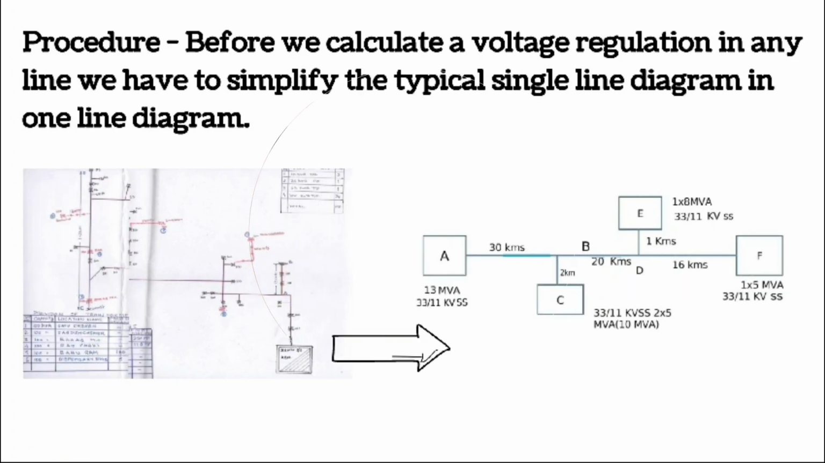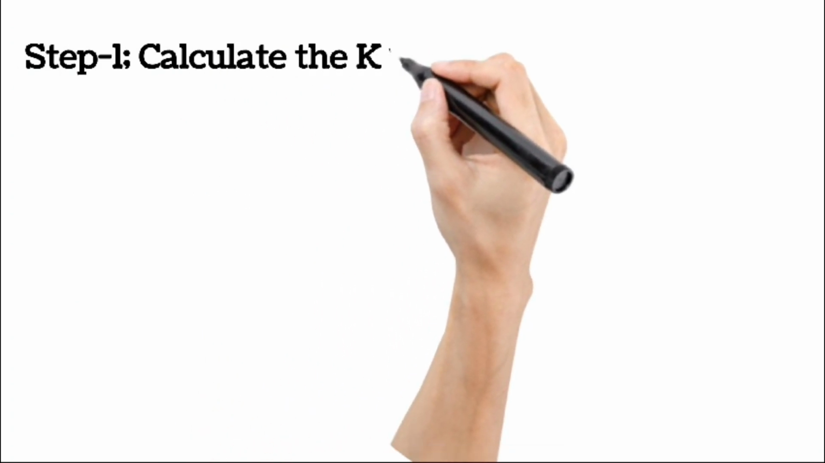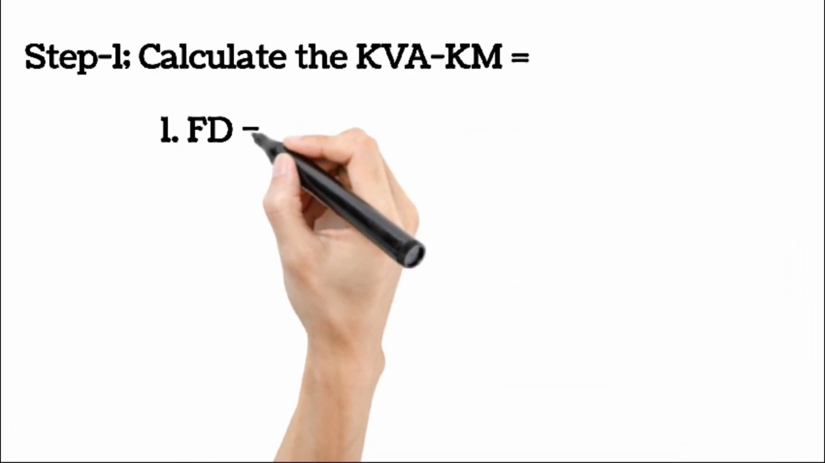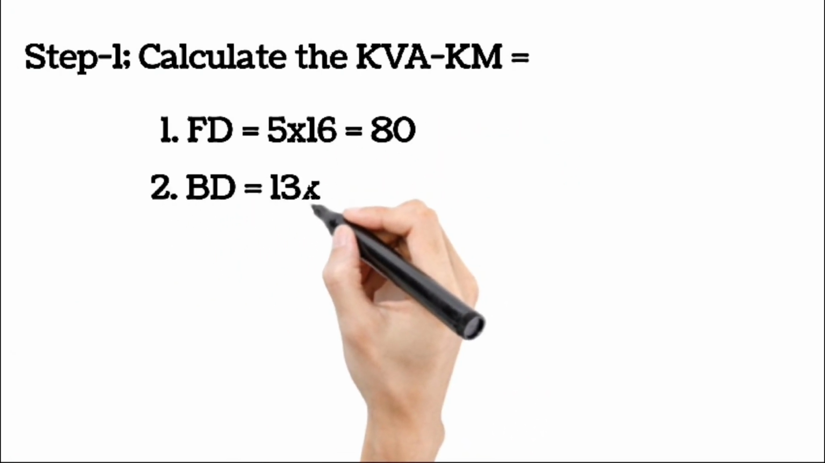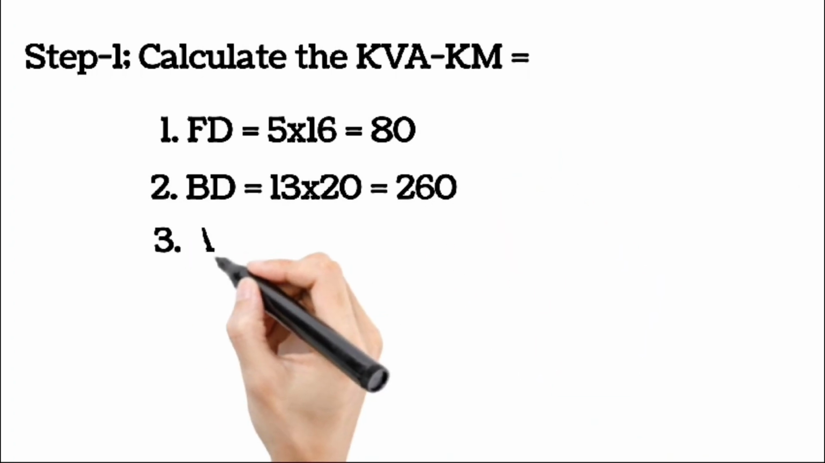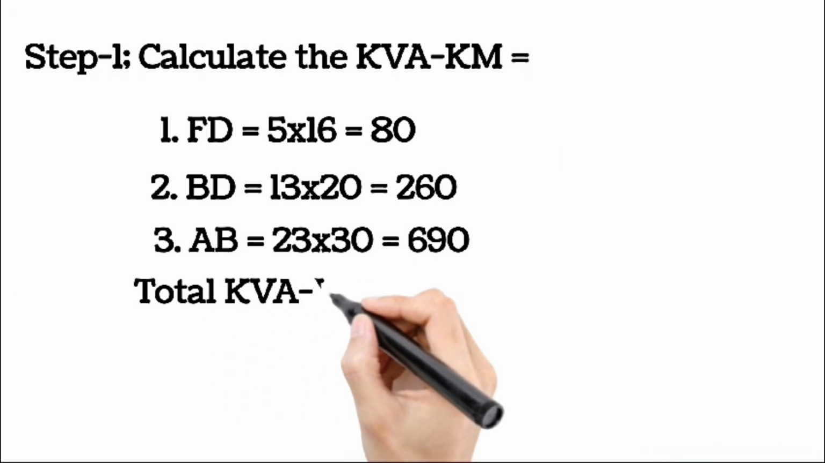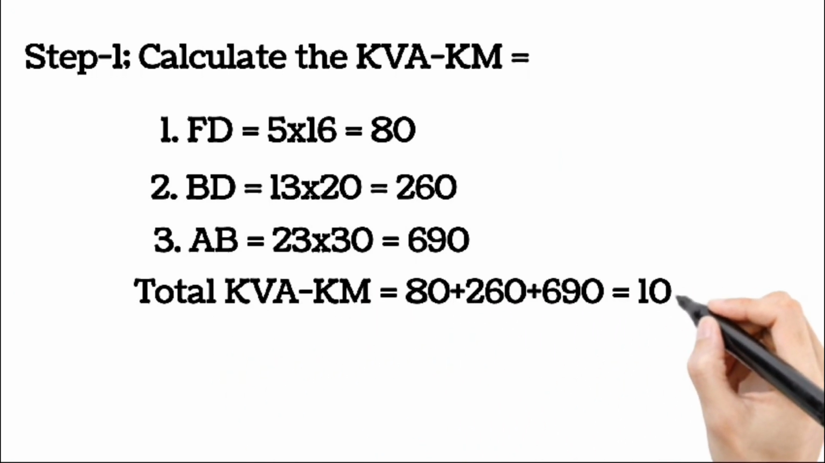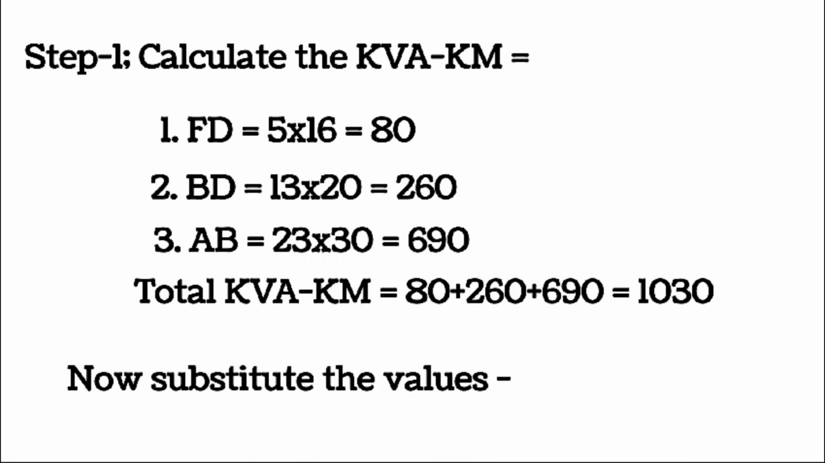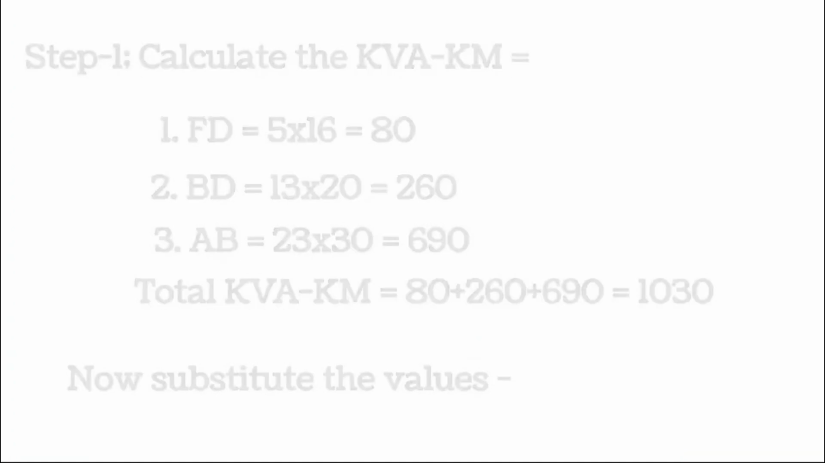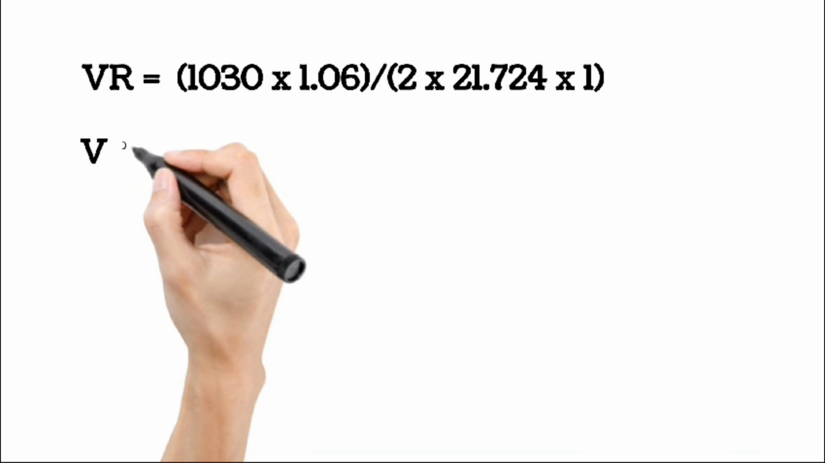Now, in step 1, we calculate the KVA-km from the single-line diagram. First, for FD is equal to 5 multiplied by 16 is equal to 80, and then BD 13 multiplied by 20 is equal to 260, and lastly AB 23 multiplied by 30 is equal to 690, and the total KVA-km is equal to 1030. Now, substituting these values into the voltage regulation formula as we discussed earlier, the final value we get for voltage regulation is equal to 25.13%.